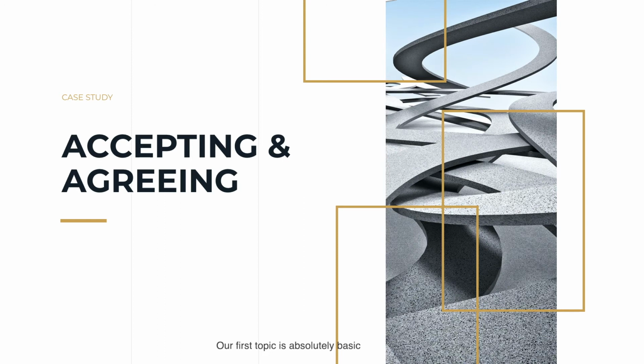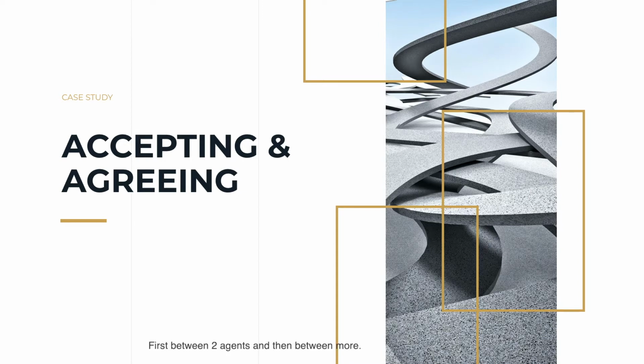Our first topic is absolutely basic. It's about how acceptance can lead to agreement. It's quite a simple idea, one that we take absolutely for granted. By looking at this first, you'll see a recurring theme of offer and accept, and how it gets used and interpreted in a few scenarios.